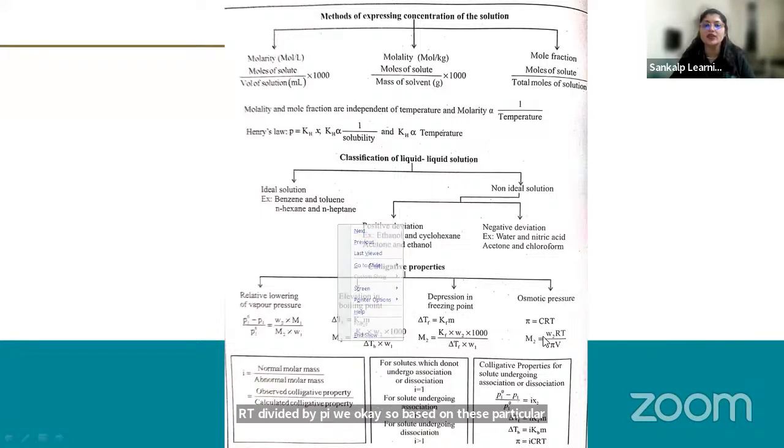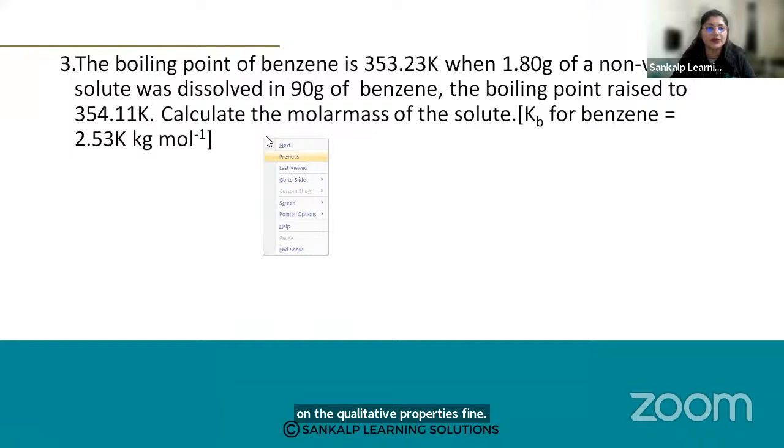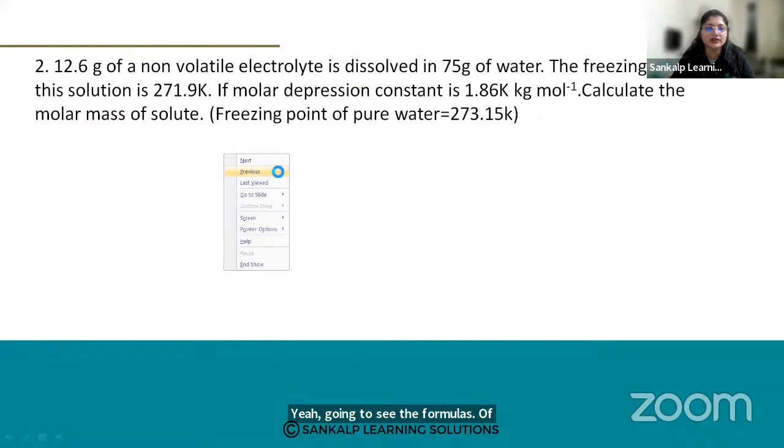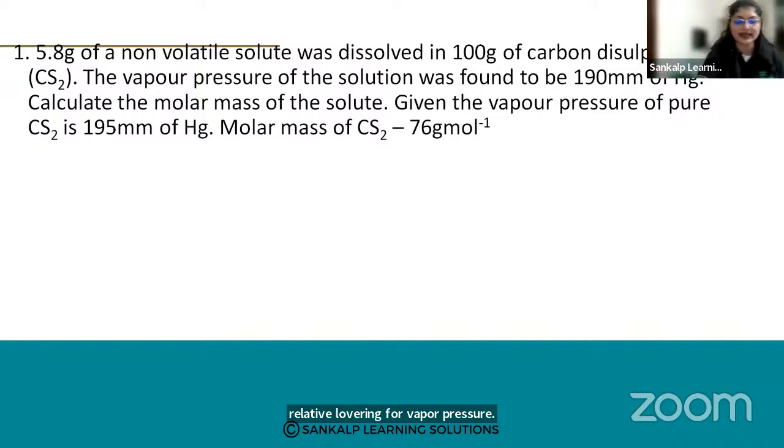Is it okay? So on colligative properties, we are going to see the formulas and we are going to see the problems. We'll start with relative lowering of vapor pressure. So the question goes like this.